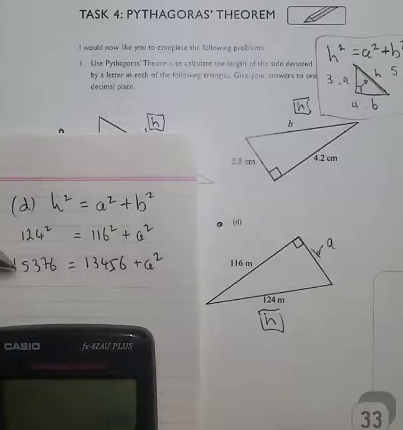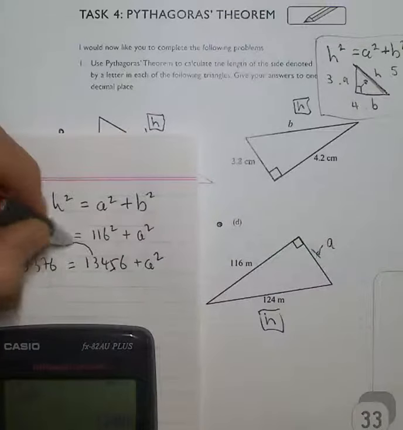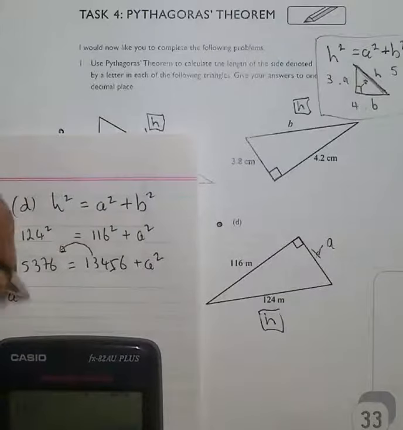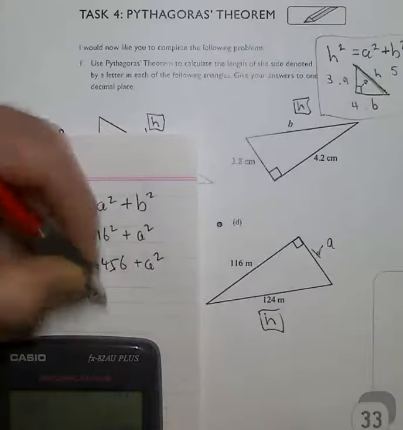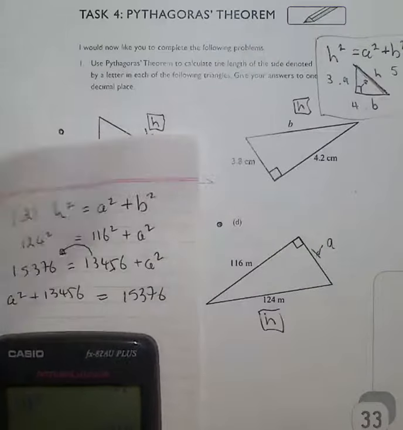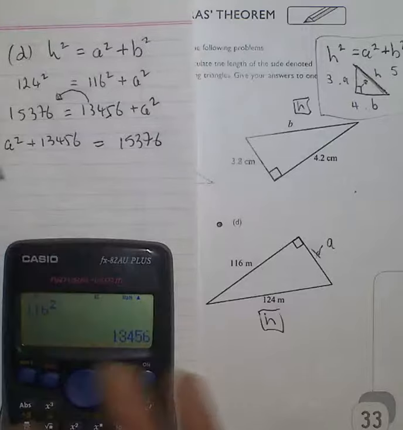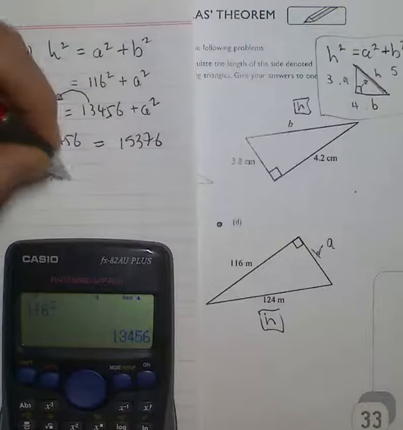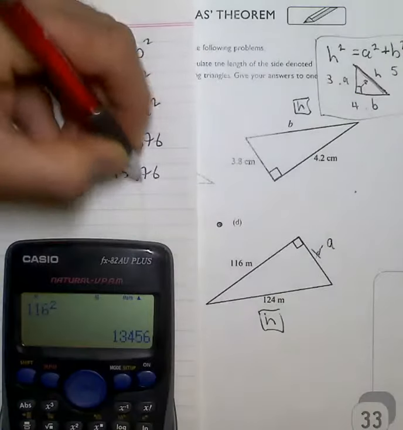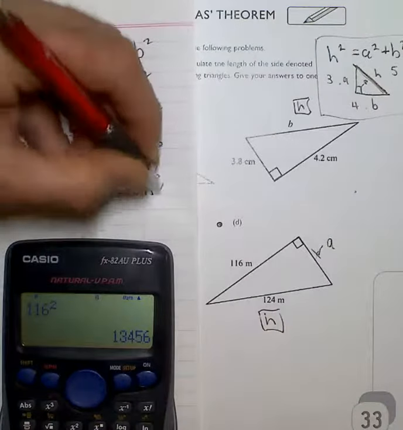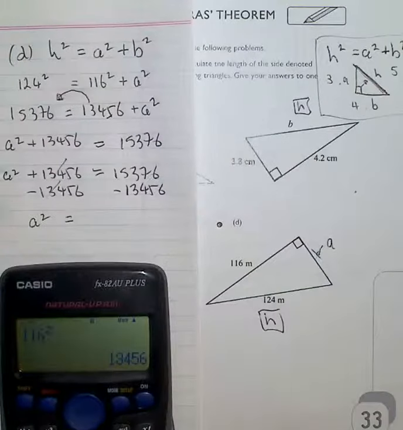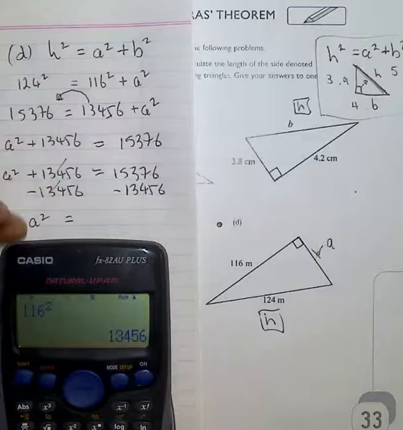So what I'm now going to do, I'm going to move that 13,456 over the other side, or if you like, I'll rewrite it first. Or I'll take 13,456 from both sides. On the left-hand side, I'm left with A squared by itself. On the right-hand side, I'm going to have to put that into my calculator, I think.